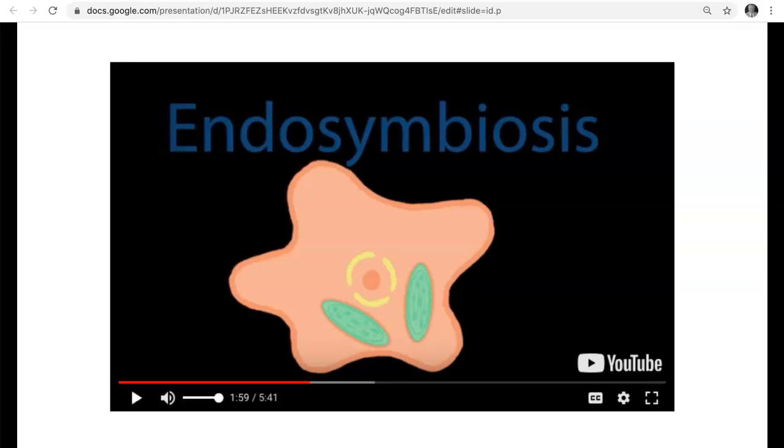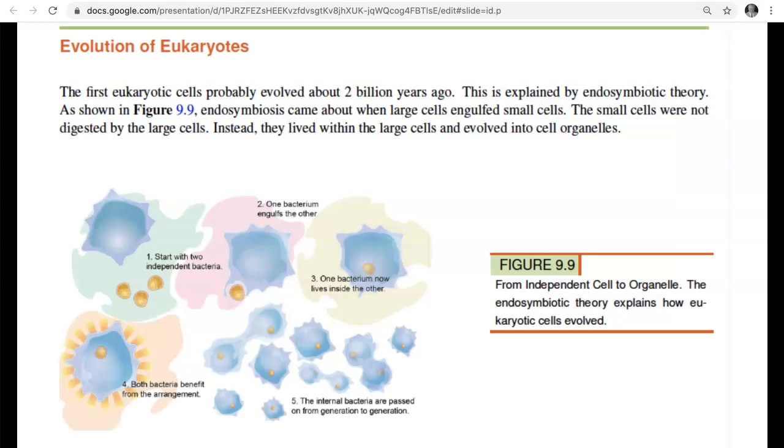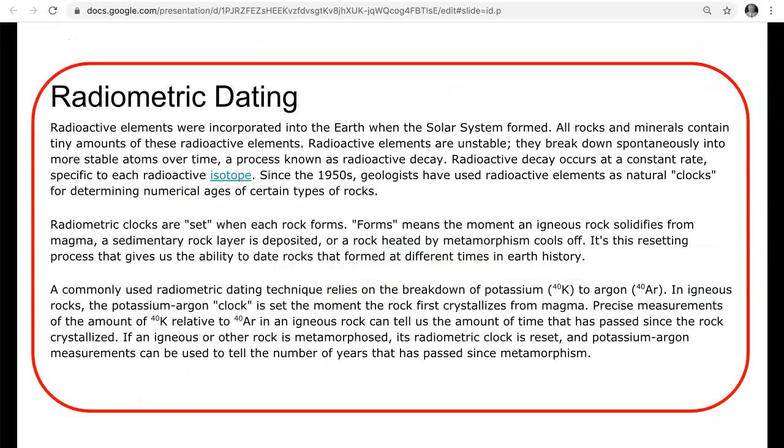This is a really good animation on a theory called endosymbiosis, how cells in the early stages when our planet was just forming cooperated to make larger eukaryotic cells. And that's what this talks about, the evolution of eukaryotes, how we went from small prokaryotic bacteria cells into larger eukaryotic cells with a nucleus.